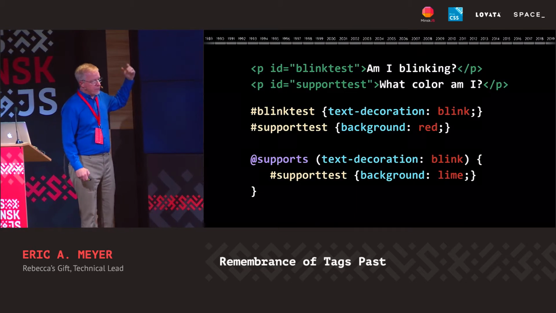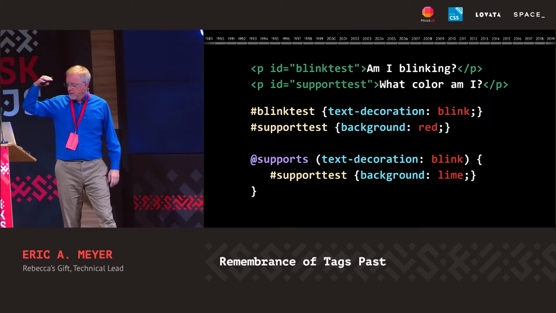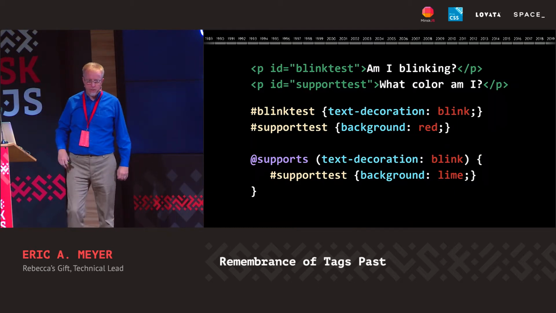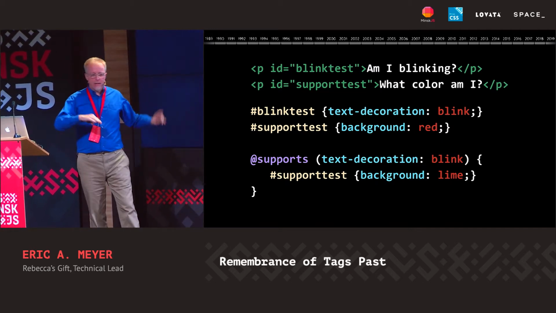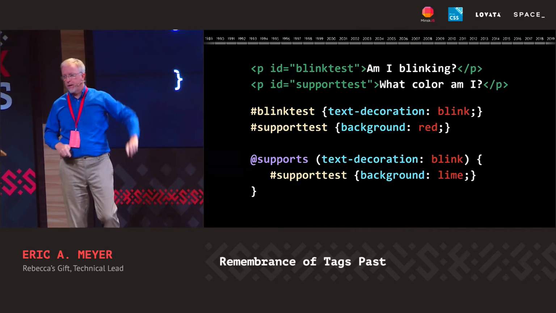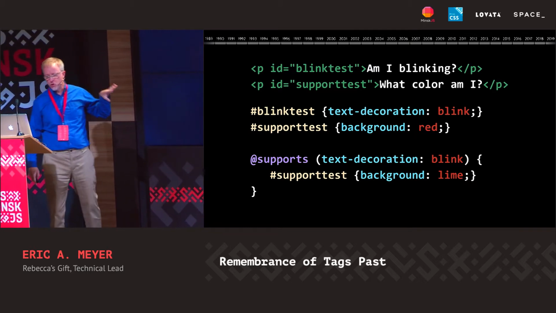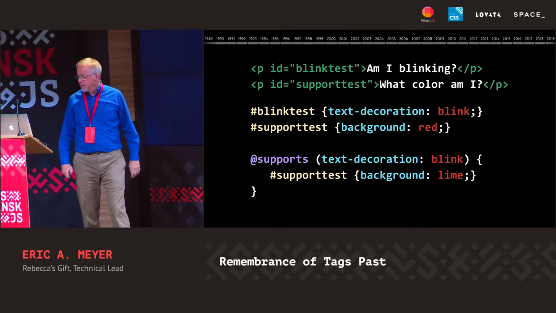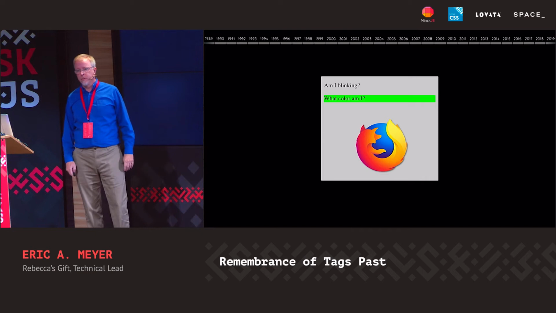This choice actually echoes into the present, which I can demonstrate with this HTML and CSS. So basically what this says is, this first paragraph that I have, blink the text decoration blink. And then the second paragraph, set the background to red. But if you support text decoration blink, actually change that second paragraph's background to lime. So the intent here is browsers that don't blink the text should show red, and browsers that do blink the text should show green. So in Firefox, there is no blinking, and yet there is a green background.